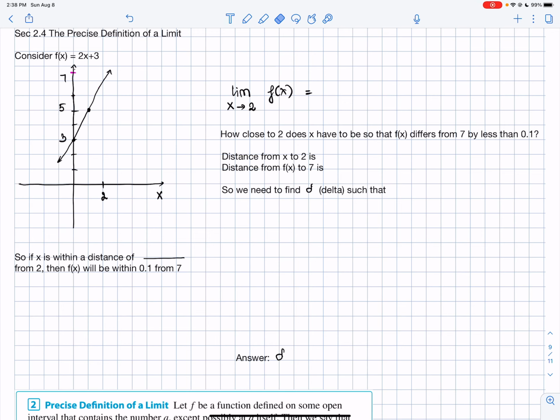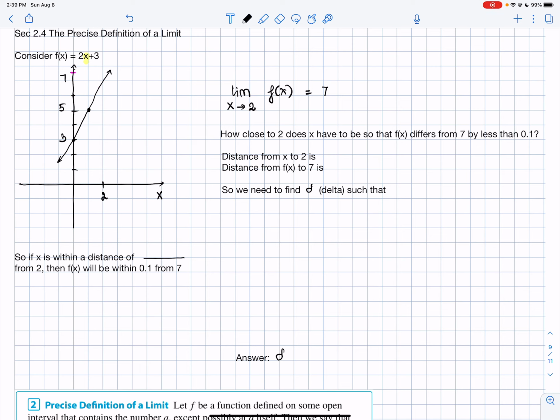Section 2.4, the precise definition of a limit. Let's consider a function f of x equal to x plus 3. The graph is below, and we know from the limit law, if we want to find the limit of f of x when x approaches 2, then we just need to plug 2 into the function, so we will get 7. So here is the question.